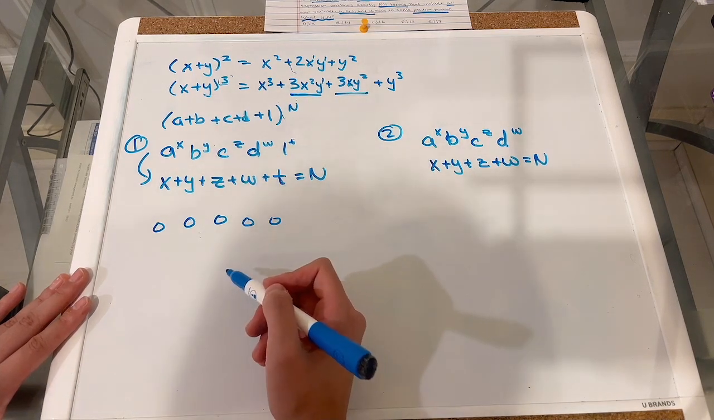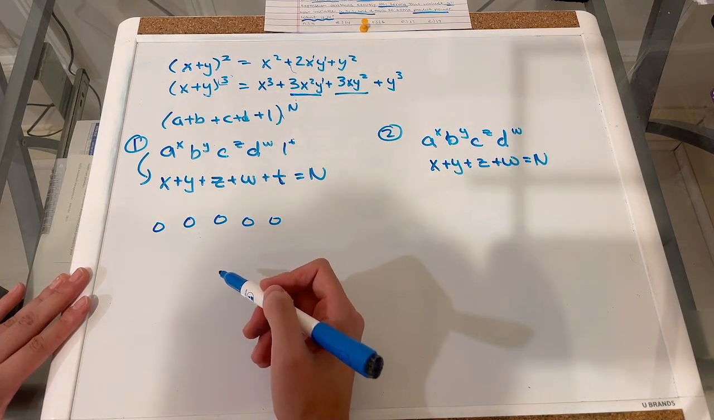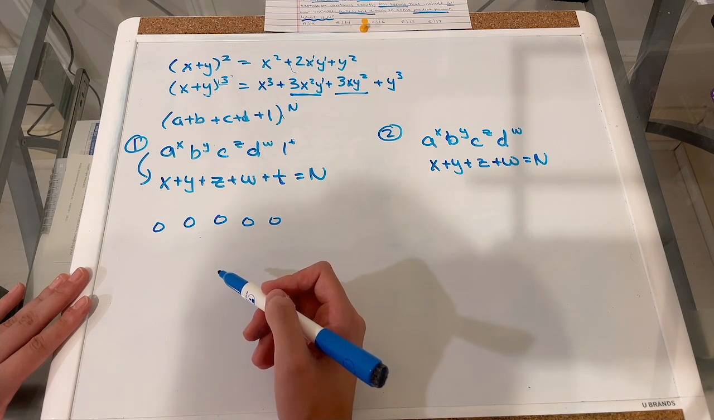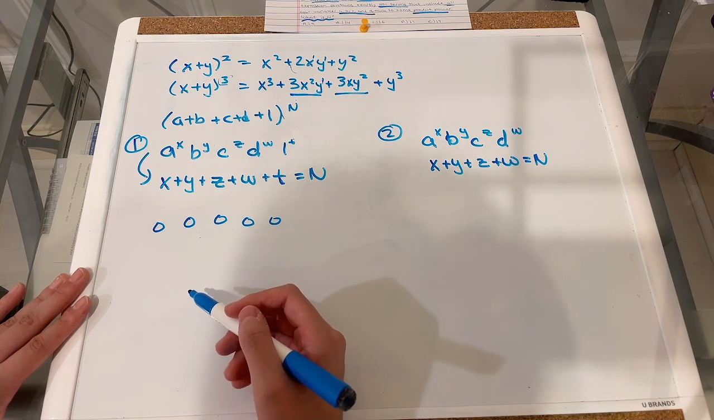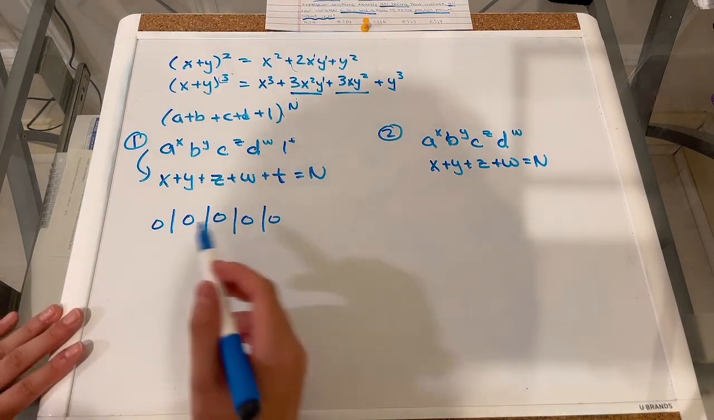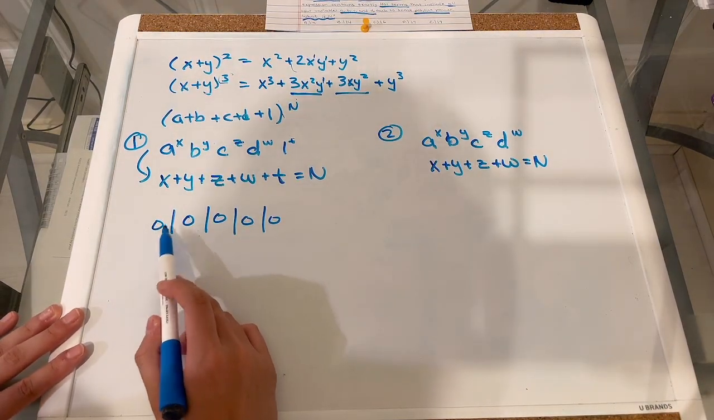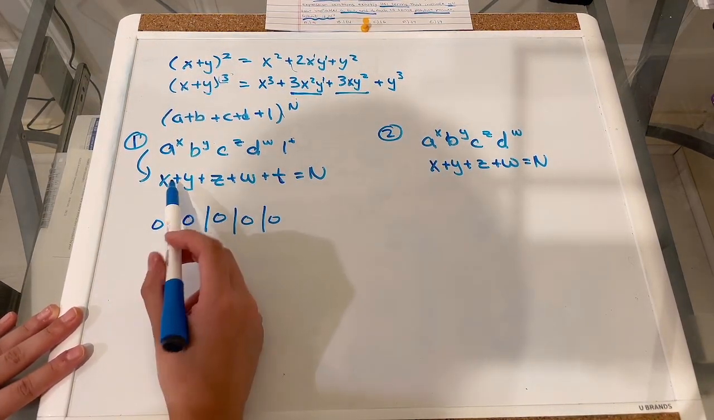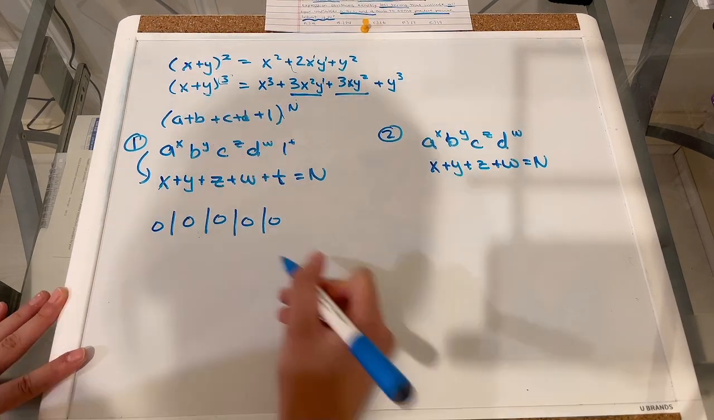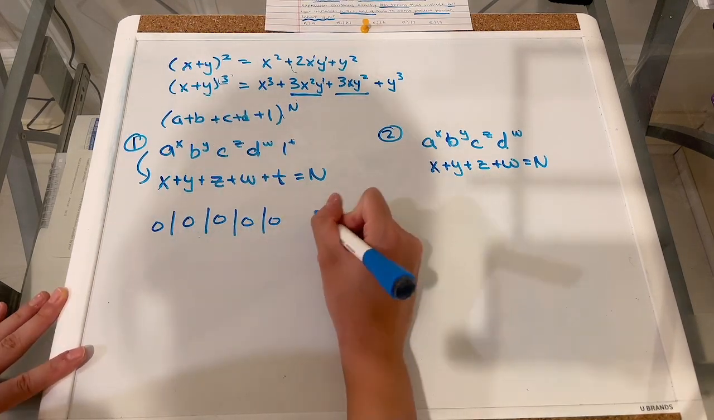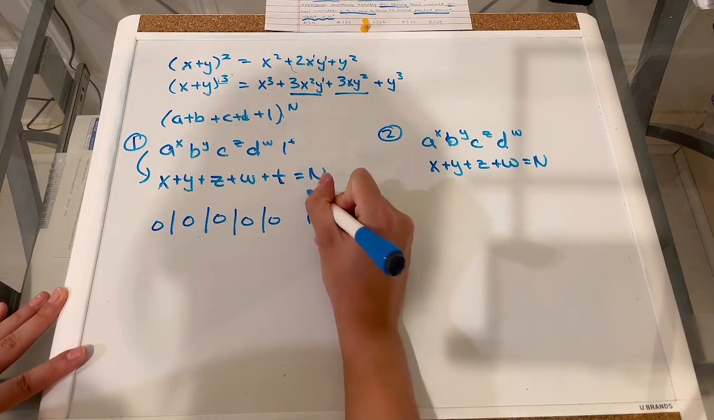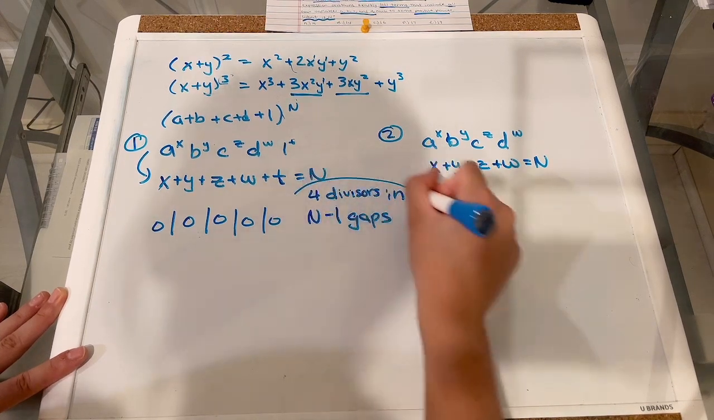Or x, y, z, w, and t. When we are trying to put this into boxes, we are trying to put up divisors so that there is at least one ball in each section. So to ensure that there is at least one ball or part in each box, we will put the divisors into n minus 1 gaps. So 4 divisors, n minus 1 gaps.